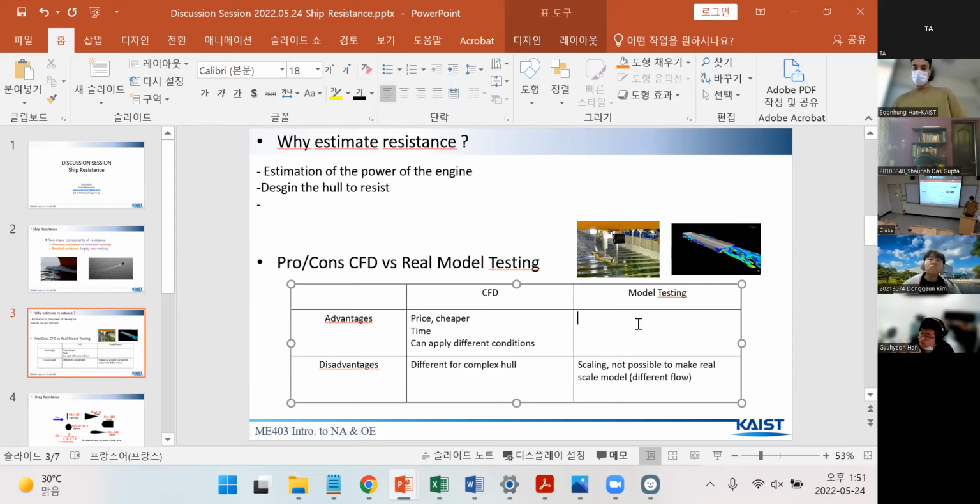Maybe the advantage for model testing is accuracy. And I think although the scaling is different, you can use the Froude number or also some modeling in fluid mechanics to model from small size to large size. So yeah, you can use calibration to calibrate viscosity changes or other things which become important at large scale.